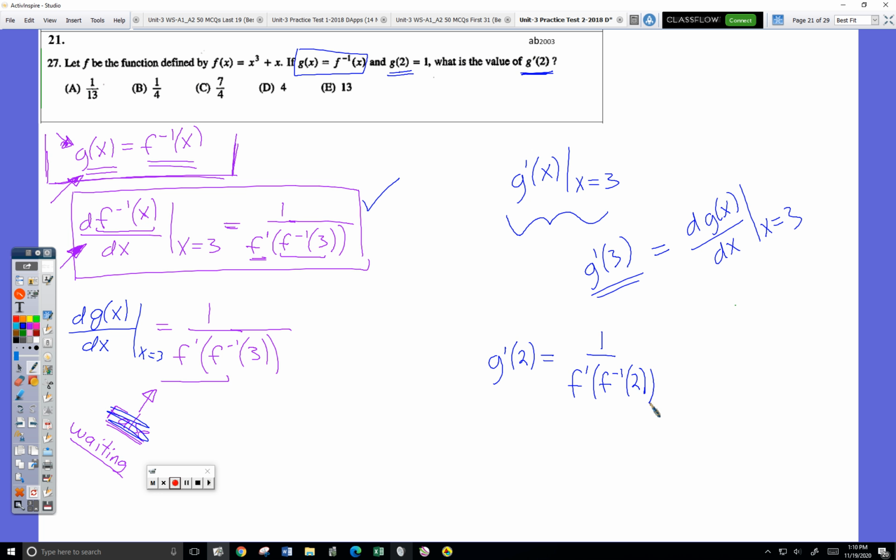So if g of x equals f inverse of x, then g prime equals 1 over f prime of f inverse of x, right? Correct. Okay. Perfect. Neat question.